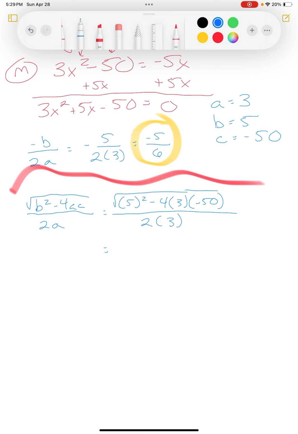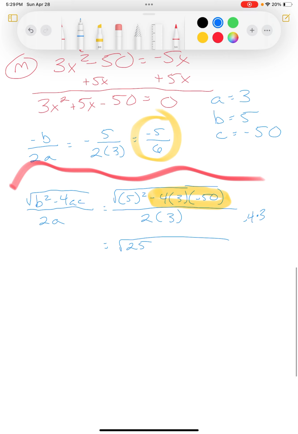Again, I don't like to do too much at once here, so I'm going to start by just doing this 5 squared, which is 25. Again, remember, squaring a number, that's always going to be positive, even if that was a negative. Now, the next piece is these 3 numbers multiplied together. So I'm going to take negative 4 times 3 times negative 50. Now, I see a negative times a negative, so I know I'm going to have a positive here. Now I'm going to take 4 times 3 times 50, and that's 600. And that's all over 2 times 3, which is 6.